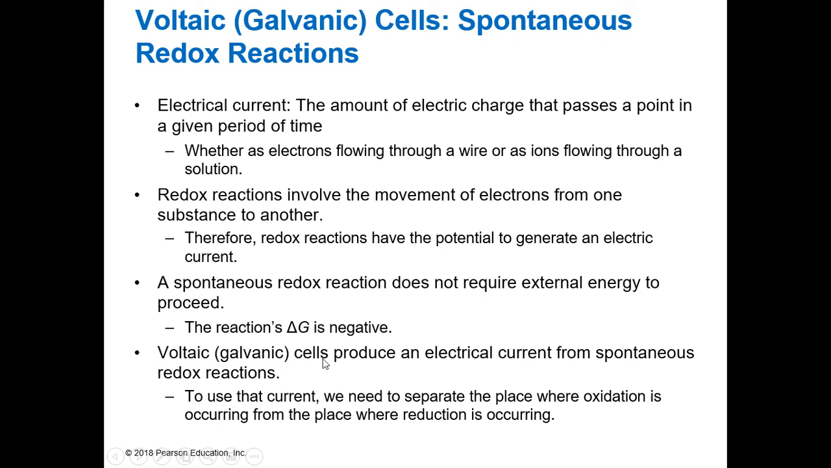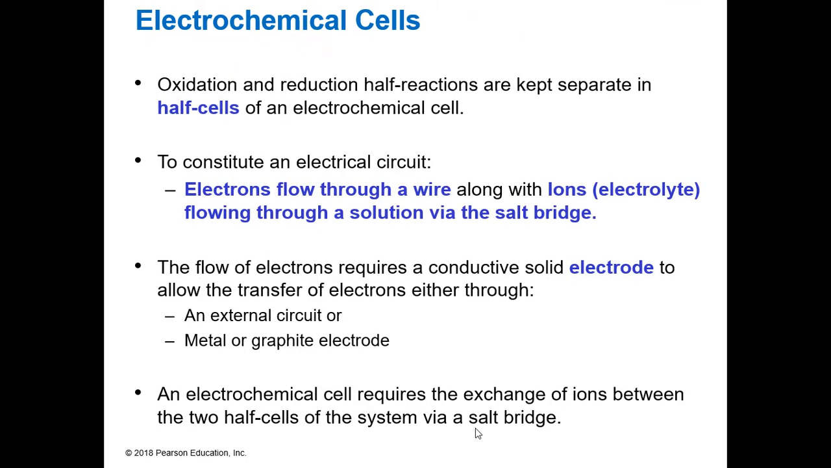Voltaic or galvanic cells produce electrical current. So we will get some electrical current from a spontaneous redox reaction. In order to use that current, though, we would need to place the oxidation separate from wherever our reduction is happening. We would need to have two separate cells in order for us to actually get that current.